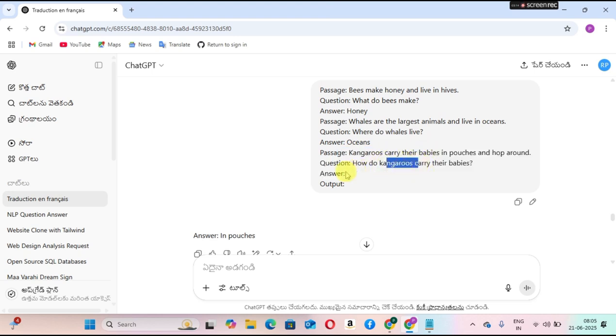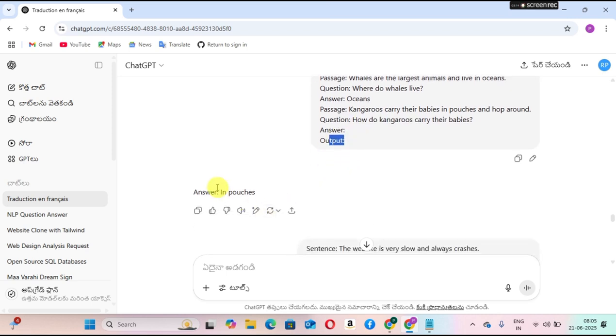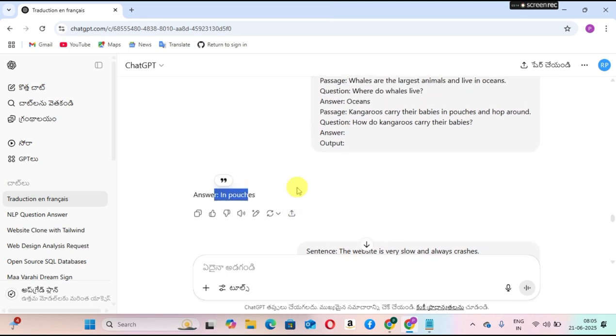So for this passage we have given a question: how do kangaroos carry their babies? And we are expecting an answer from the AI. So when you hit enter, the AI outputs, in pouches. So the model followed the pattern in both examples and used it to find the answer in the third passage. So few-shot prompting helps to improve accuracy and format consistency. In our next video, we are going to learn about chain of thought.